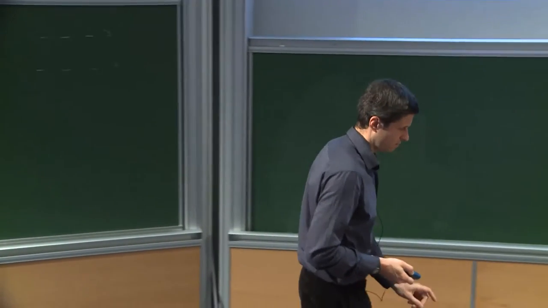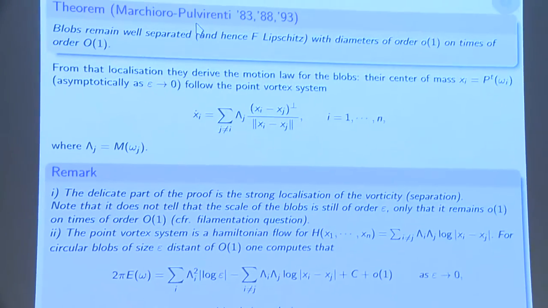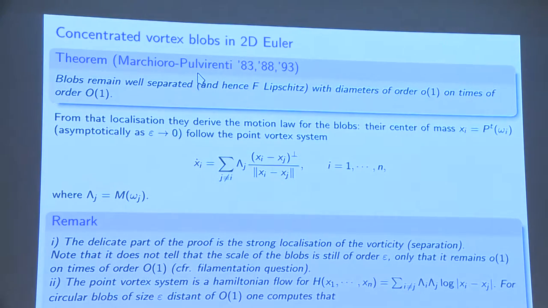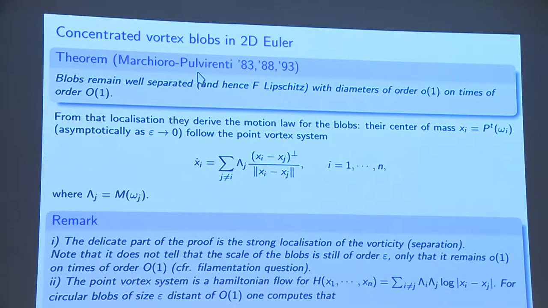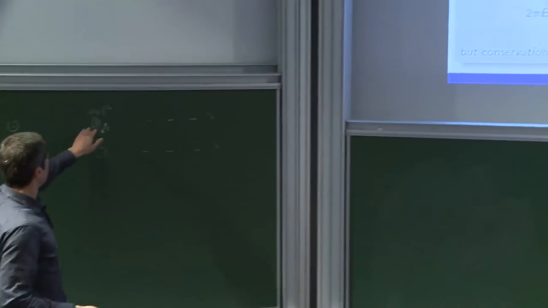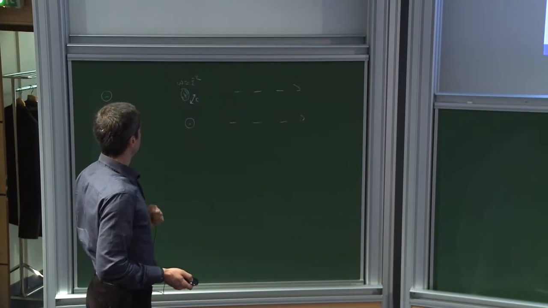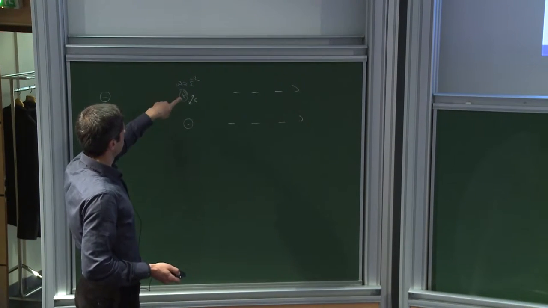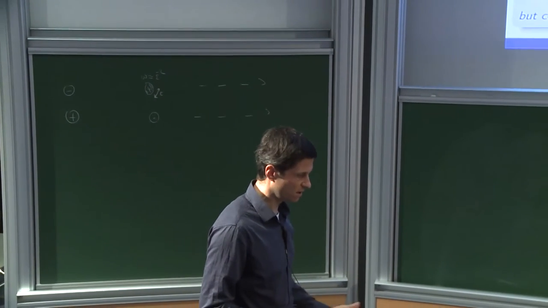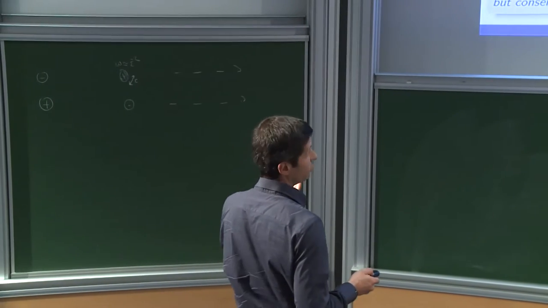And this is difficult, something which is not easy to prove, and it is actually the difficult part in all the work of Marchioro and Pulvirenti, and in rough terms, this is exactly what they proved. So if you start with patches that have size epsilon, whatever their precise shape, they do not need to be disks, and at a distance which is order one, then for times of order one, they still remain separated, and they are no longer of size epsilon after a positive time.